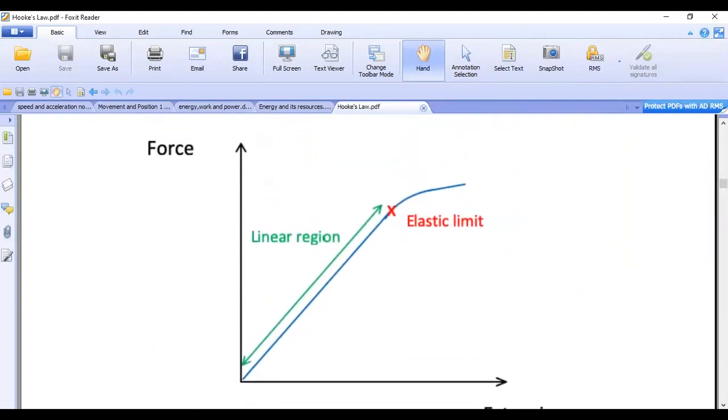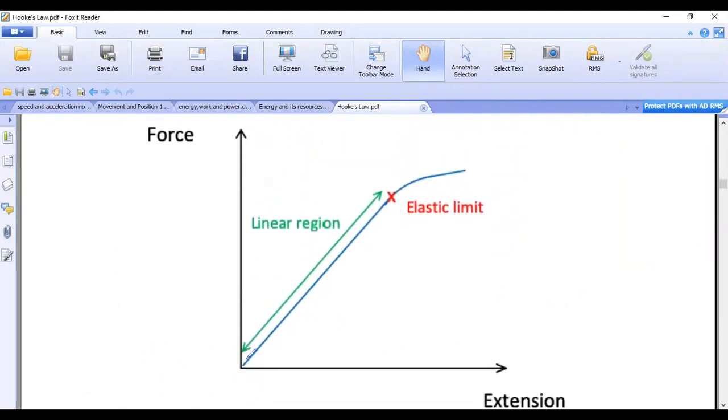Here's this graph. This is the elastic region, or linear region. This is the limit of proportionality. After this limit of proportionality, there is no linear relation between the force and the extension. Sometimes you have a relationship between the load and the extension. Here is the extension, and here is the load.